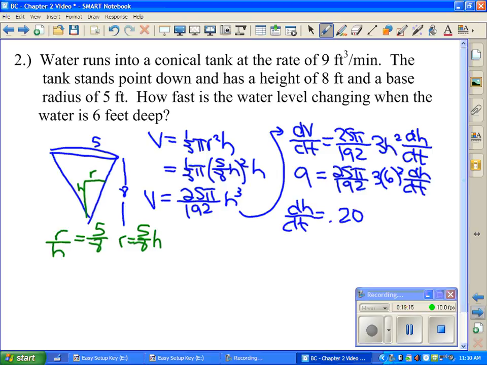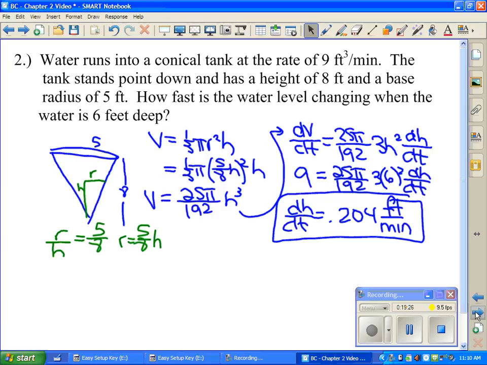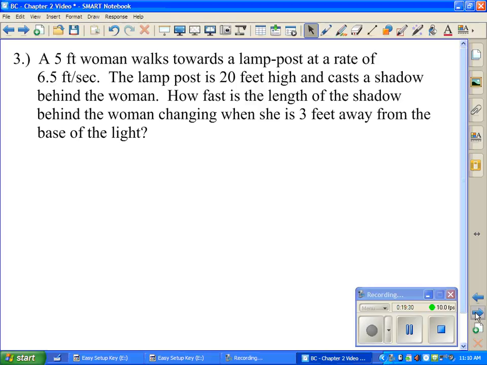Don't forget, if it's a cylinder, you don't have to do the similar triangles because the radius is always the same in a cylinder. And the last one is a shadow problem. So I have a woman who is 5 feet tall. She's walking towards a lamppost that's 20 feet tall, at a rate of 6.5 feet per second. The question is, how fast is the length of the shadow behind the woman changing when she's 3 feet away from the base of the light?